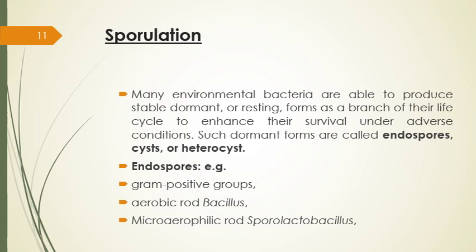Sporulation. Many environmental bacteria are able to produce stable dormant or resting forms as a branch of their life cycle to enhance their survival under adverse conditions. Such dormant forms are called endospores, cysts, or heterocysts. Examples include gram-positive groups of bacteria, aerobic rod bacillus cells, microaerophilic rod bacteria.